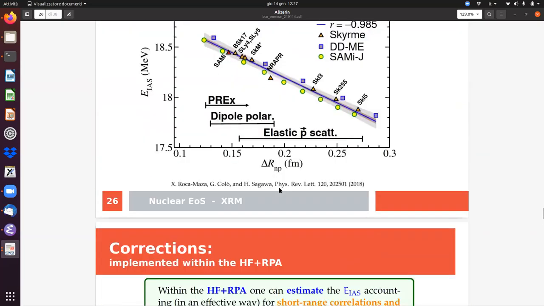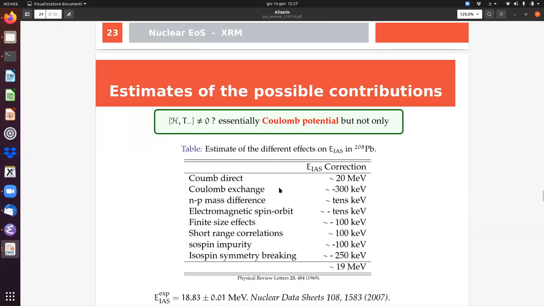And also, when I see the isospin symmetry breaking, which is a difference of 250 keV, I'm not sure I would trust my functional. It's so small that I'm not sure a functional or model is that precise.